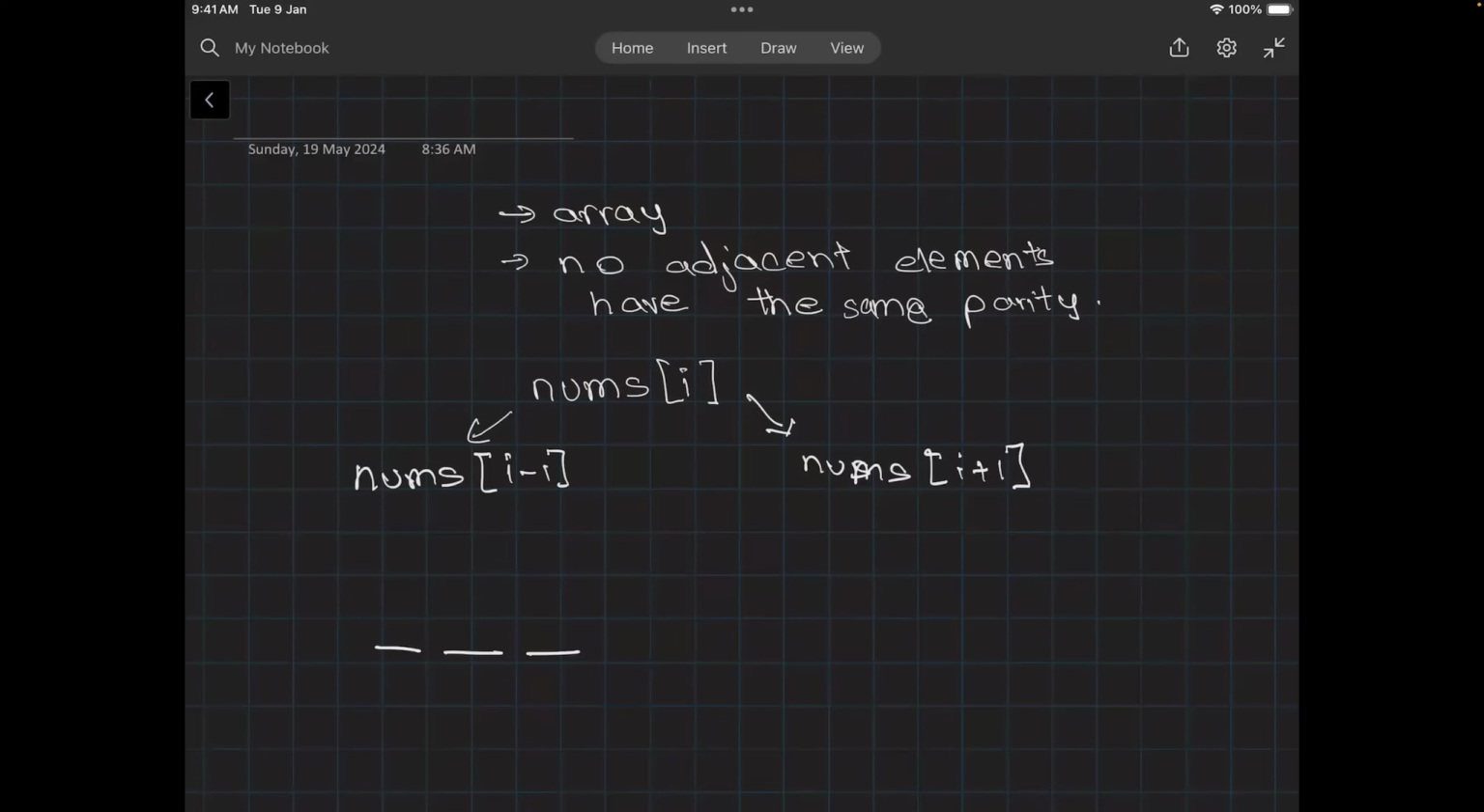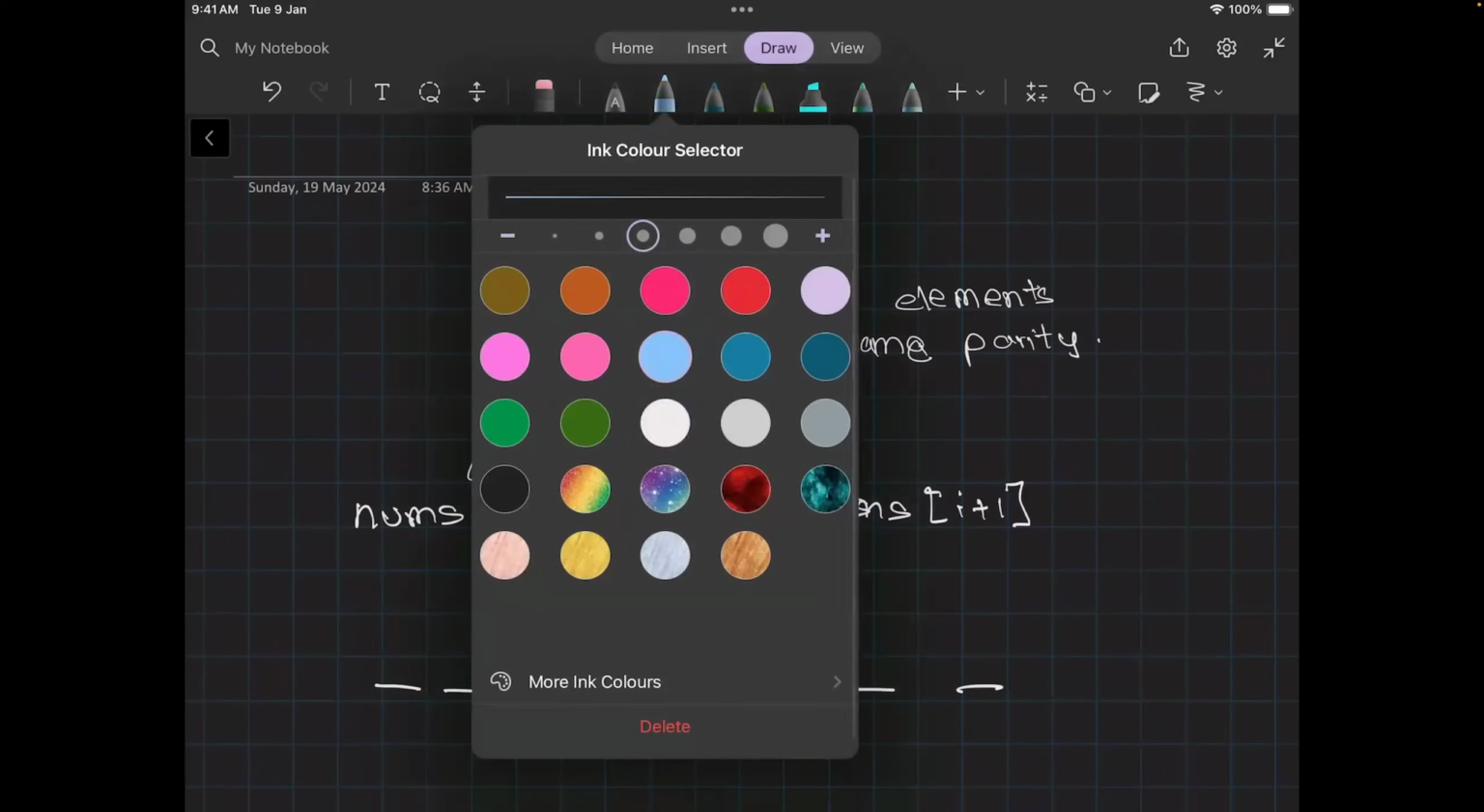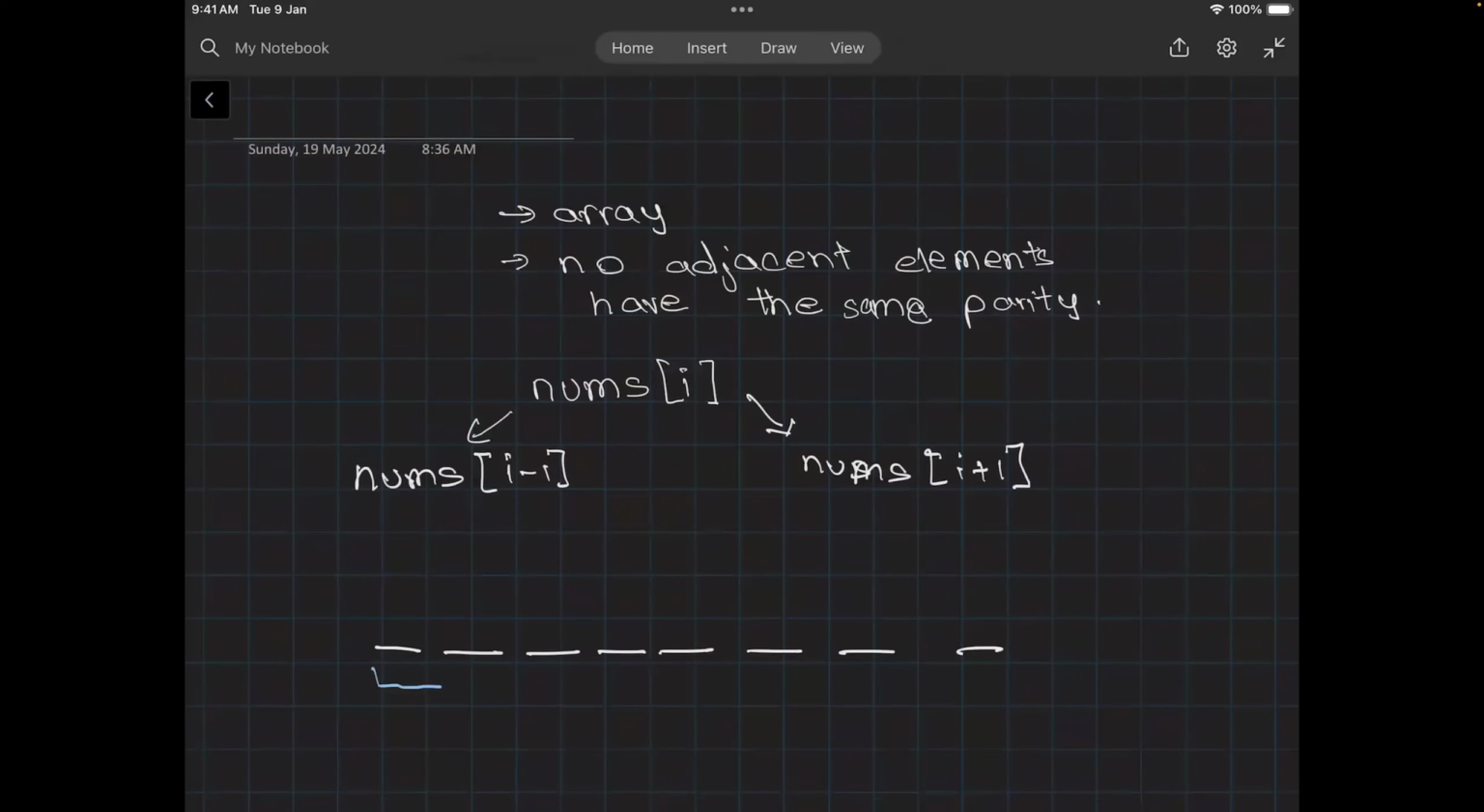So basically, if this is my array, these are my elements. What do I need to do? Let me choose another color. I need to check, do these have the same parity or not? Do these two elements have the same parity or not? Do these two have the same parity or not? Do these two have the same parity or not? And so on and so forth.